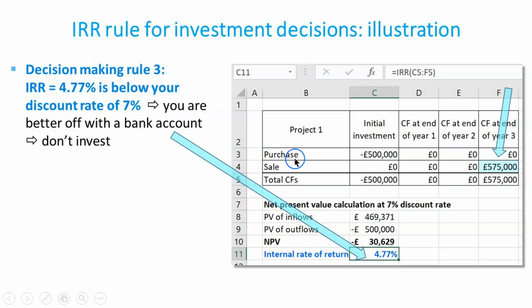The same table in Excel, the same cash flows apart from one. Our cash flow at the end of year 3 is now lower. It's 575,000 rather than 685. The formula for internal rate of return is the same as before, but the numbers are now different, and we can see here that in this case, this particular property will only generate internal rate of return equal to 4.77%, less than 5%, while our discount rate is 7%. We are better off simply putting our money in alternative investment, for example, a bank account. We should not buy this property.